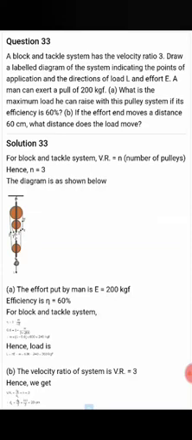Now here on the screen, the formula they have used is different, but you can use a simple formula. First find MA. From MA you can find the load, it is 360.